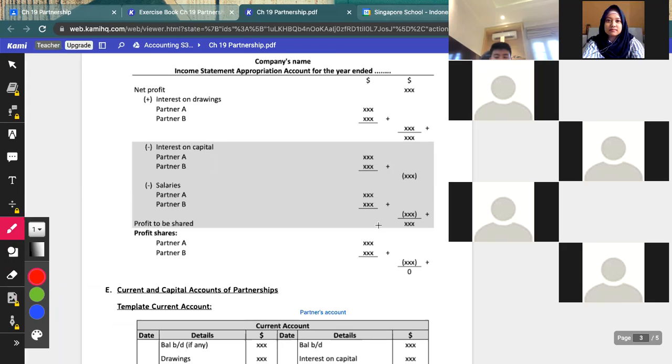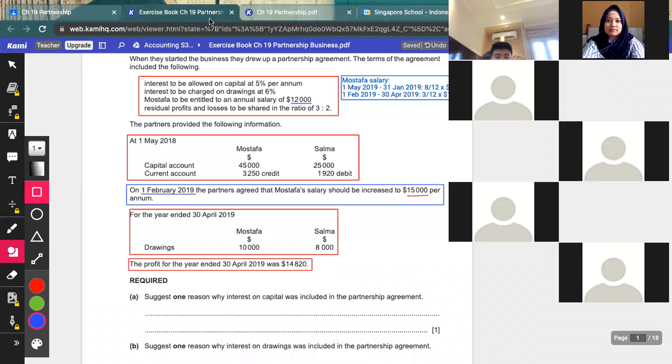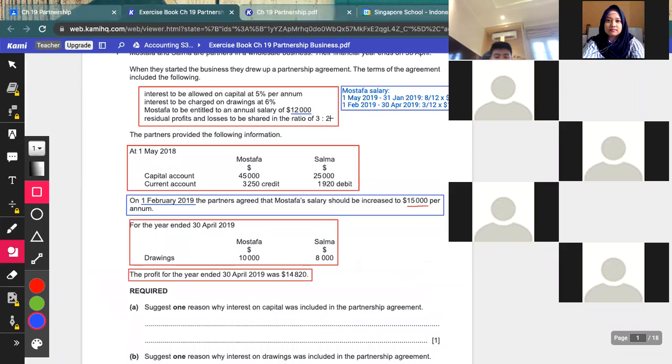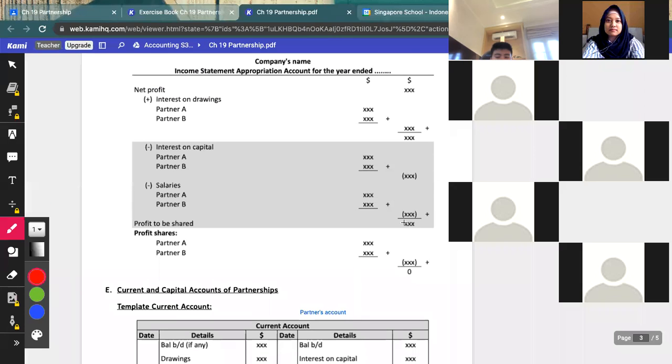And then after that, profit to be shared is known. Yeah, can be calculated. And then profit is shared in the ratio of 3 compared to 2. 3 compared to 2, it means 3 over 5 versus 2 over 5. Why is it over 5? Because 3 plus 2 equals 5. Yeah, so for Mustafa, 3 over 5 times whatever you have here. And for Salma, 2 over 5 of whatever you have here.